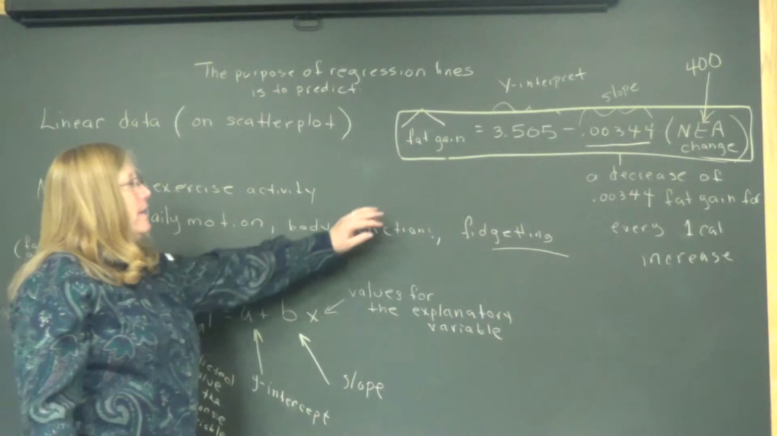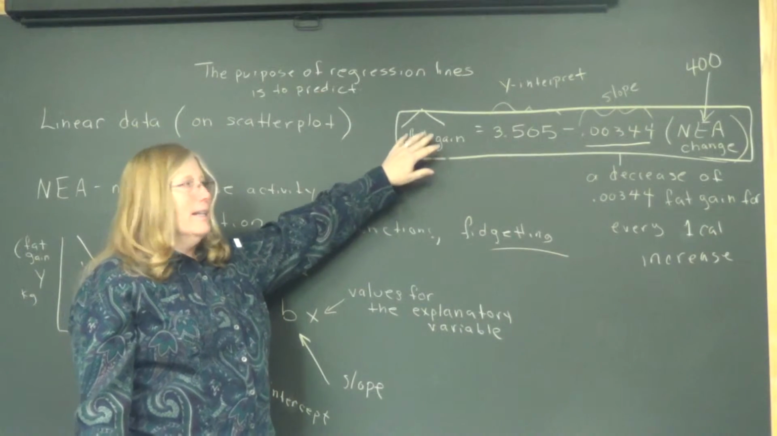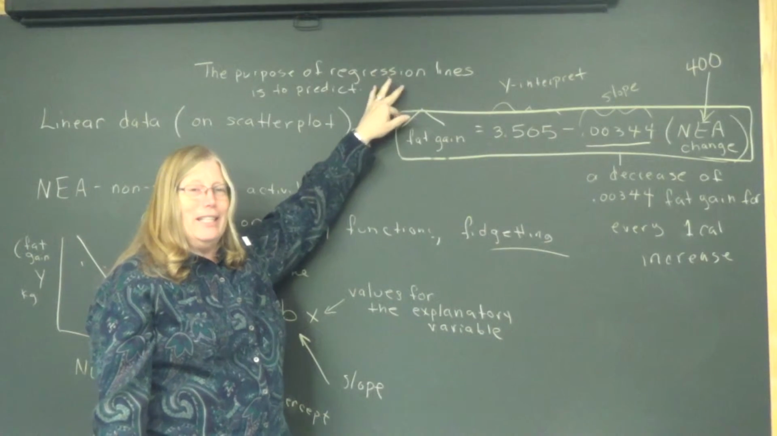So notice what you told me: 2.13 is an expected value. That's why we put this hat on. It's never an exact value, it's an expected value.